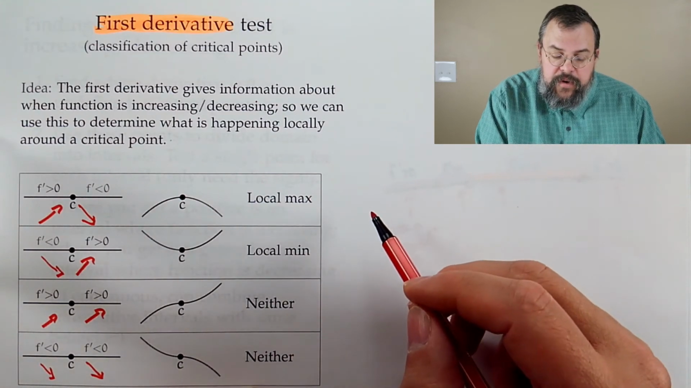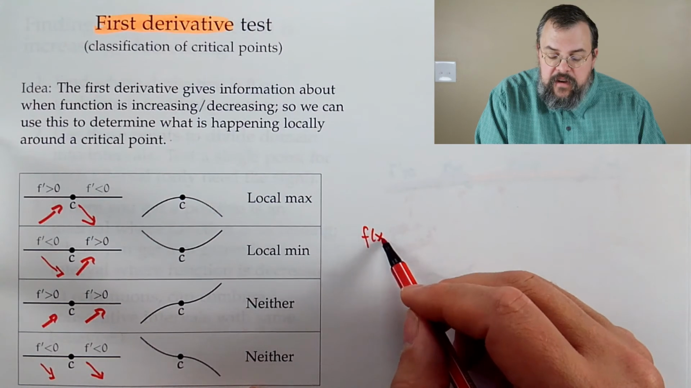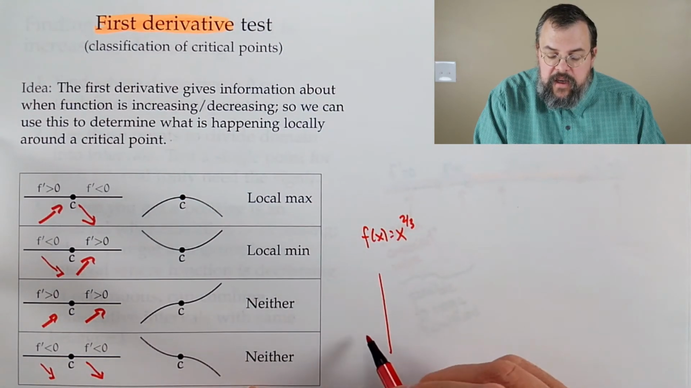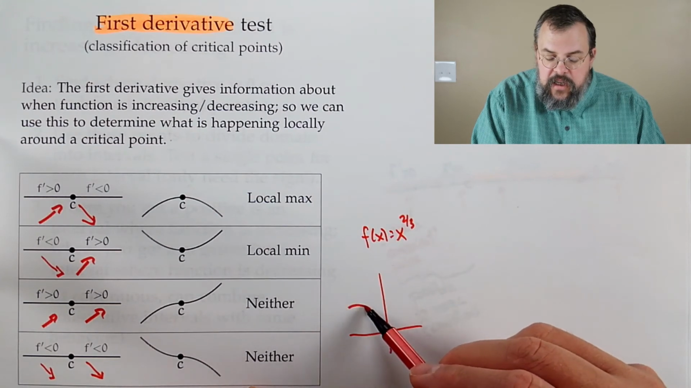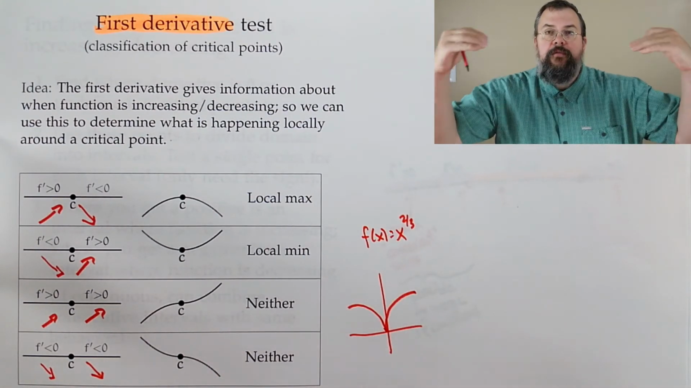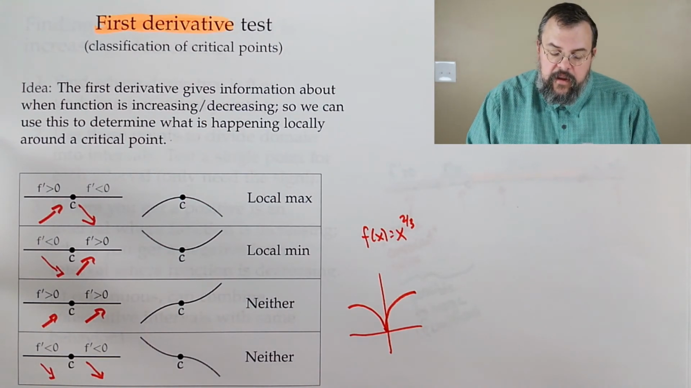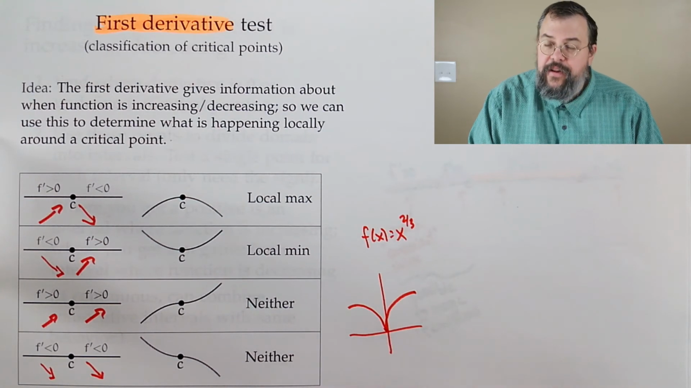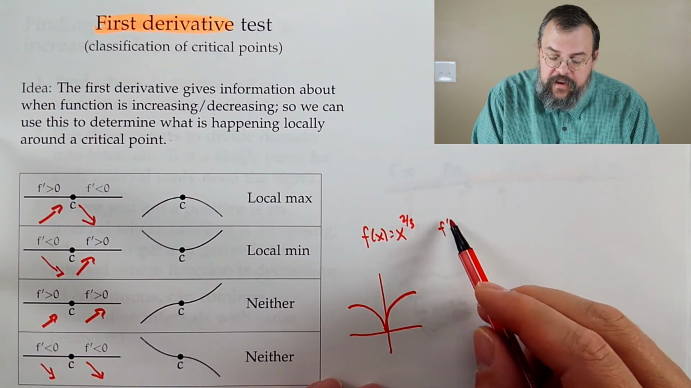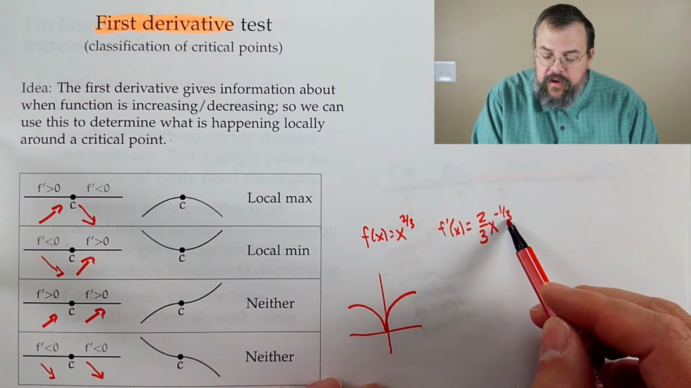You can, for example, look at this function. If you have f of x equals x to the 2/3, what does that look like? If you sketch it, it looks like that. So it comes in really sharply at 0. And the claim is, hey, that's a local min. Well, you can check. What's the derivative? f prime of x is 2/3 x to the minus 1/3.